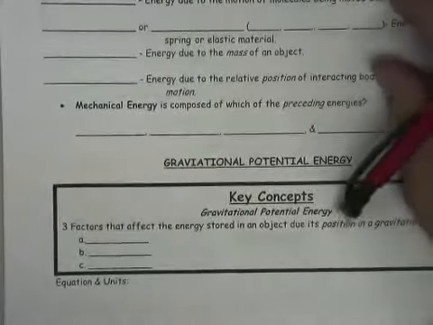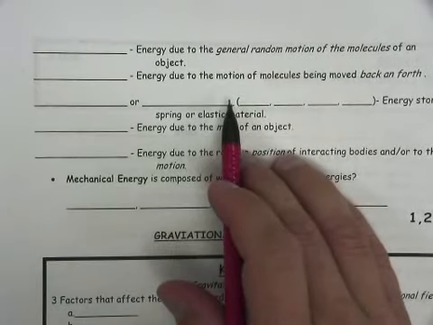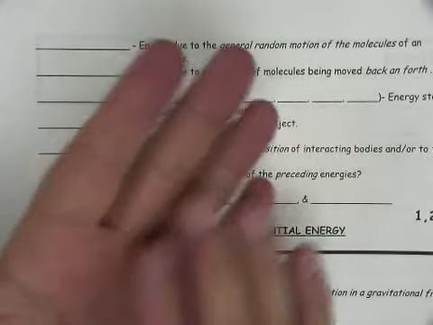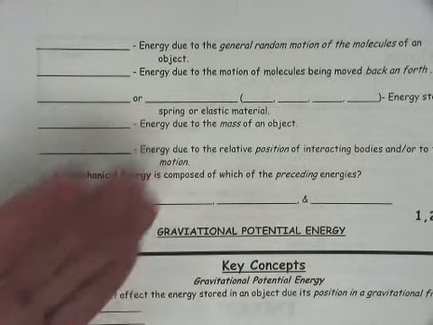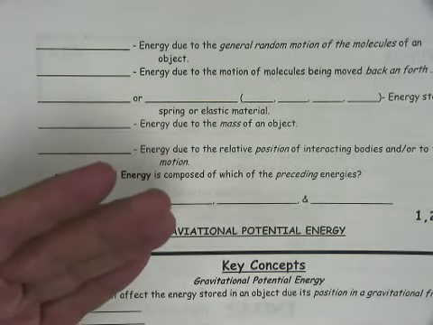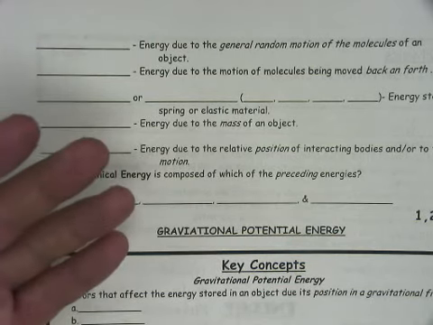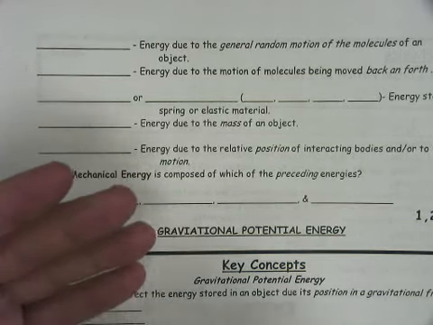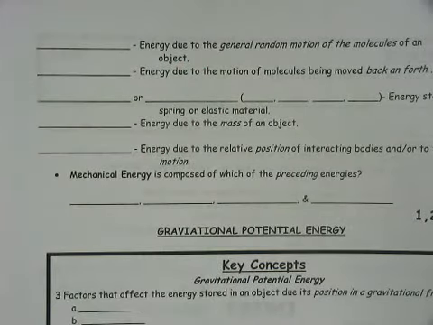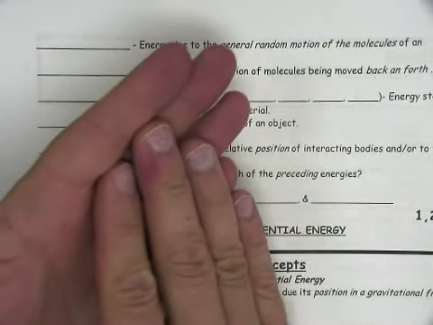On the next page, energy due to the general random motion of molecules in an object. This one's difficult to pick up, but let me give you a little bit of a hint. If you were to take a microscope and look at my hand, you're going to notice that the molecules of my hand are in slight motion. They're in slight motion because I'm not at absolute zero. My hands have some sort of warmth, but if I rub them together and then put them on my face, oh, hey, they're warmer. And they're warmer because the molecules inside my hand are moving faster.